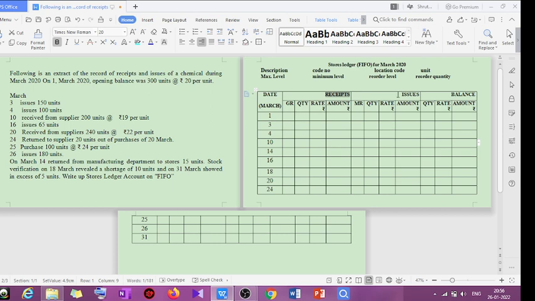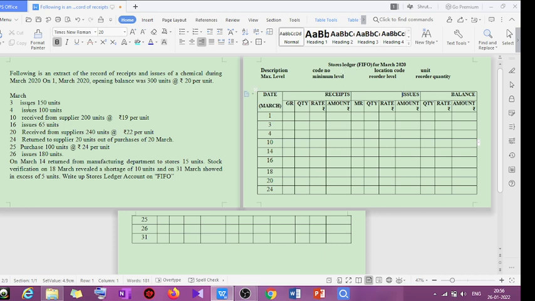The next column is issues. Issues means after receiving from the supplier, you have stored the material, and then you distribute it to the different departments. Whenever there is an issue, you have to write it under the issue column. The last thing is the balance. How much remains in the stores will be written under the balance column. So this is the format of the stores ledger. Now we'll be following the FIFO method.